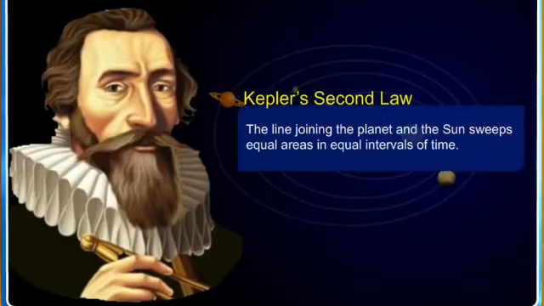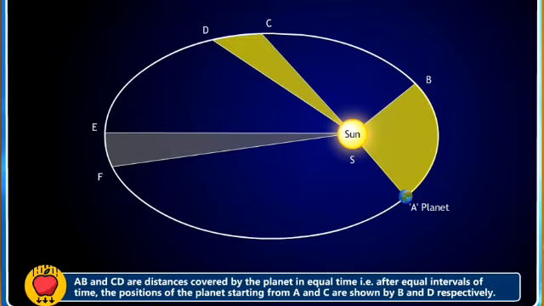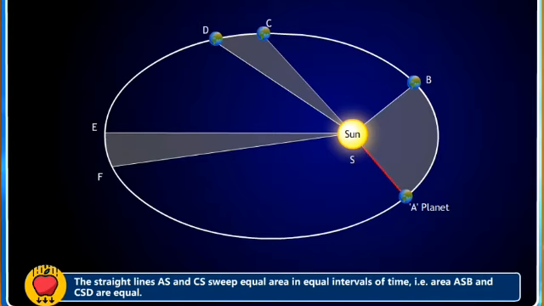Here if we see Kepler's second law, the line joining the planet and the sun sweeps equal area in equal intervals of time. AB and CD are distances covered by the planet in equal time. That is, after an equal interval of time, the positions of the planet starting from A and C are shown by B and D respectively. The lines AS and CS sweep equal area in equal intervals of time. That is, areas ASB and CSD are equal.